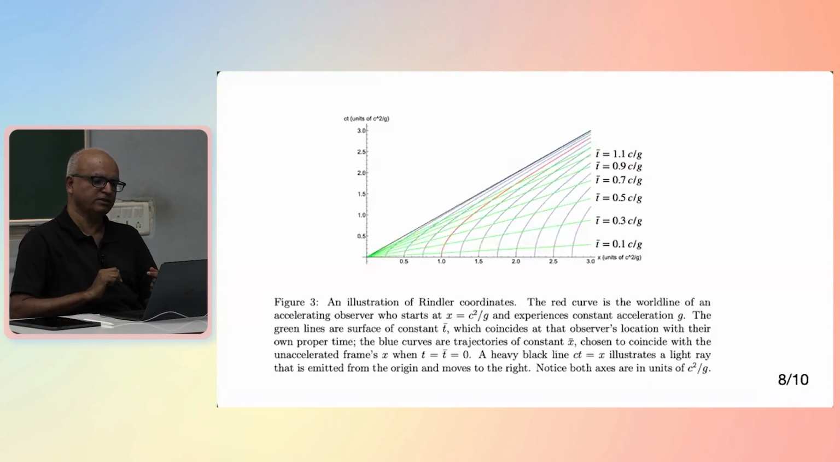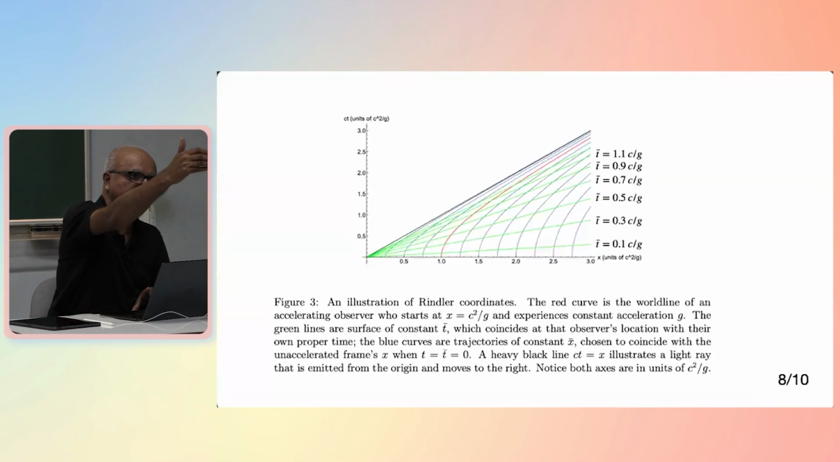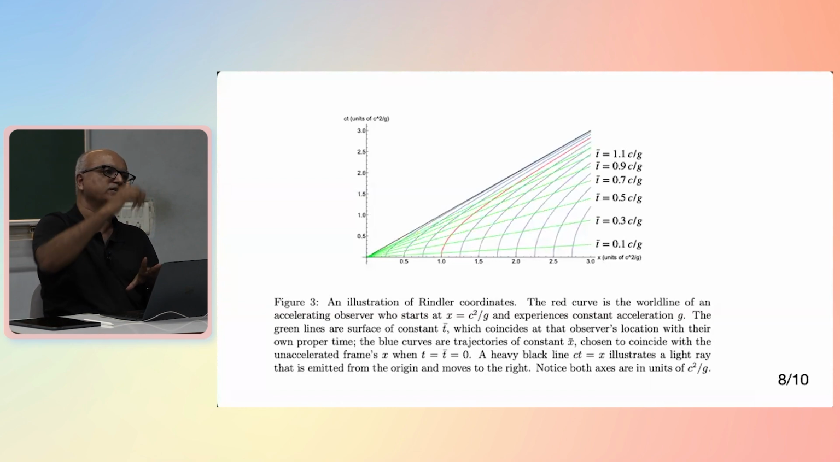What this result is saying is that you are at different distances. There is a critical distance c square by g. I am here, and your distance from me is changing as you go deeper. That distance is c square by g.